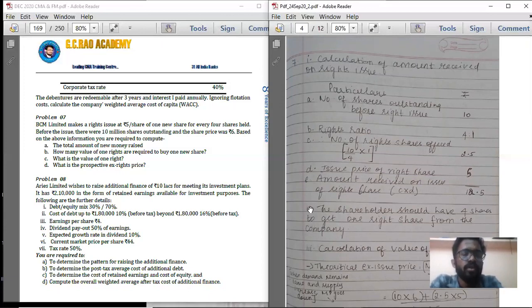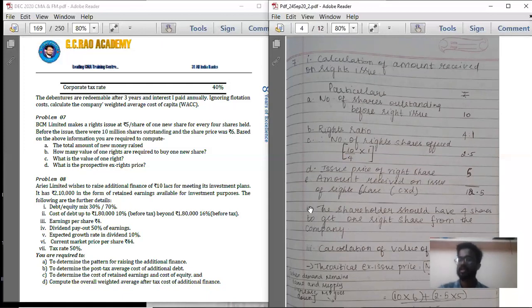With this, what you can understand is BCM Limited is trying to make a right issue at 5 rupees per share. That is, suppose I am a shareholder of BCM Limited and I have 4 shares, then I can purchase 1 share by giving 5 rupees. If I have 4 shares, then I am eligible to purchase 1 right share for 5 rupees. So before the issue, there were 10 million shares outstanding and the share price was 6 rupees.